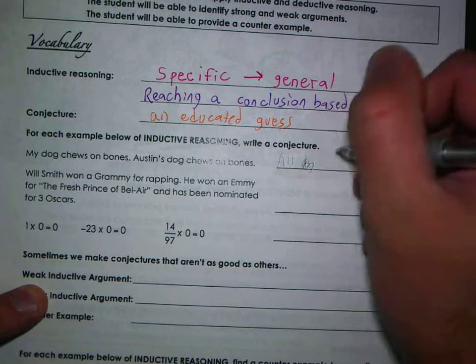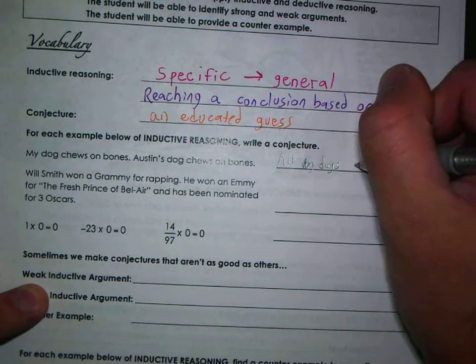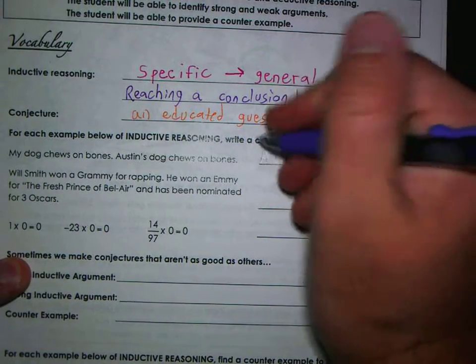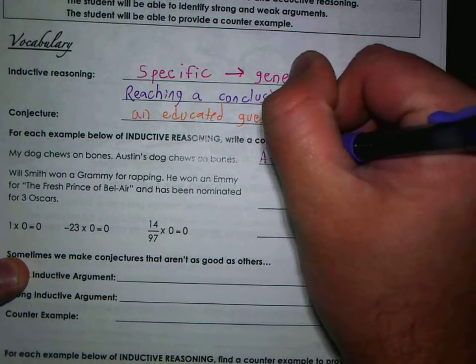Guess I can't spell dogs. All dogs chew on bones. Can you guys see it? Oh, that's not a very good color. It's a nice looking color, but nice.